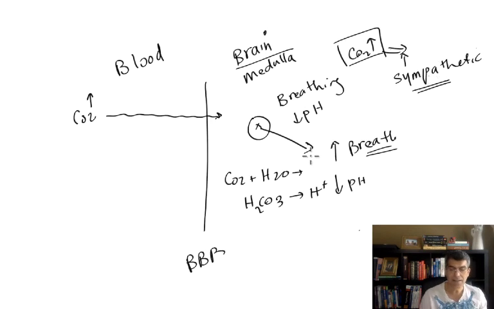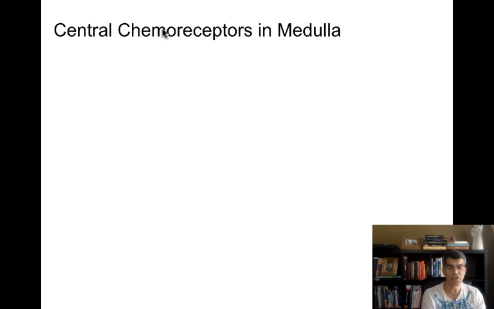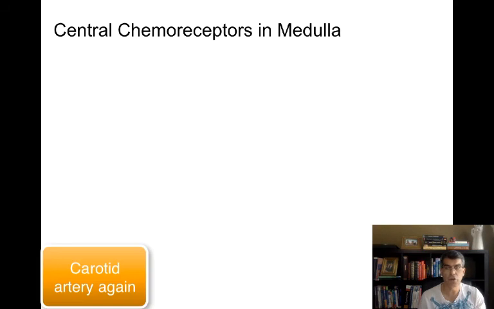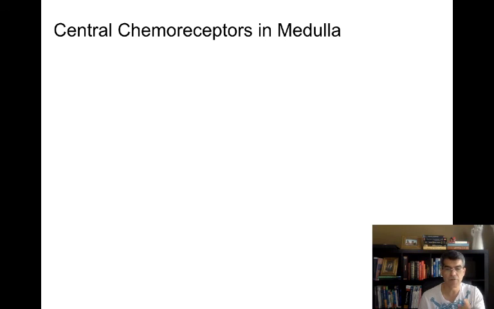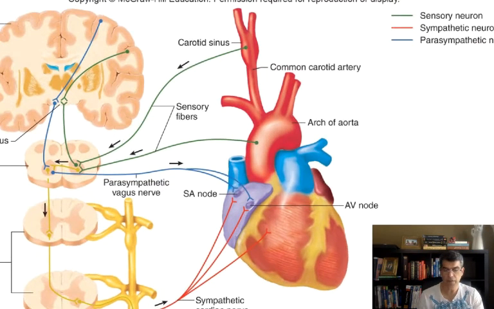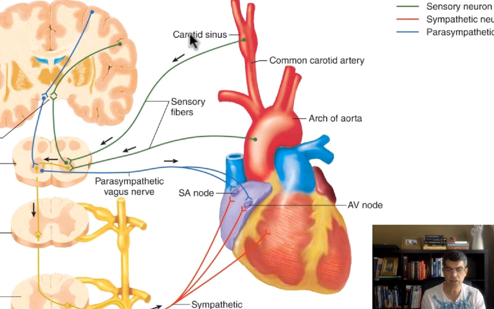Now, this center is called the central chemoreceptor because it's in the brain, central, and detects CO2, a chemical. However, we have another chemoreceptor that is not in the brain, it is in the periphery. In fact, it is in the aorta and carotid artery again, very close to what we saw a few minutes ago for the baroreceptor reflex. Remember this picture? Do you see here it says carotid sinus, and here is supposed to be the aortic sinus?